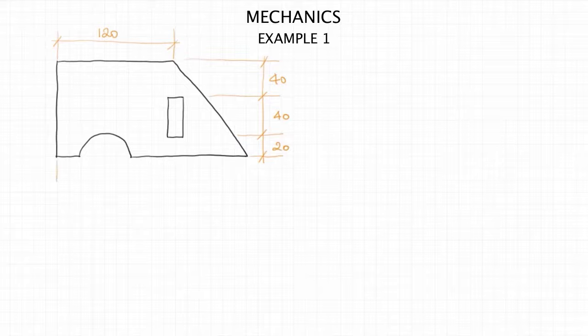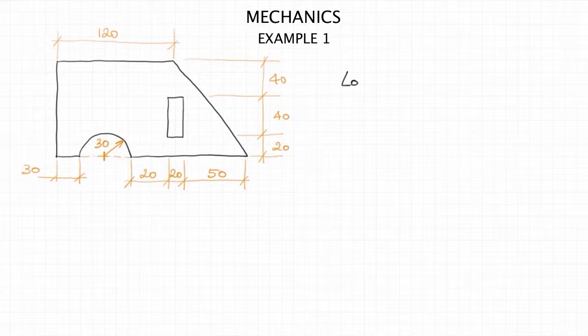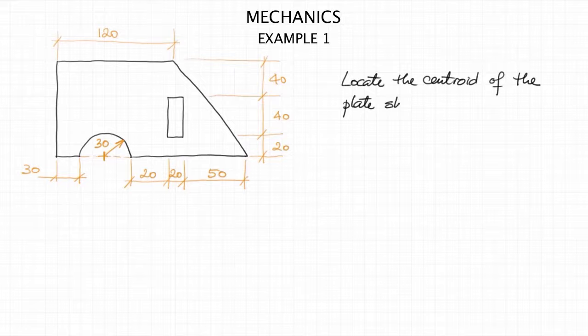Let's add some dimensions, and in this case all the dimensions are in millimeters. As you can see, and also for the semicircular cutout, the radius of this is 30 millimeters. You have to locate the centroid of this plate. So how do we deal with this?